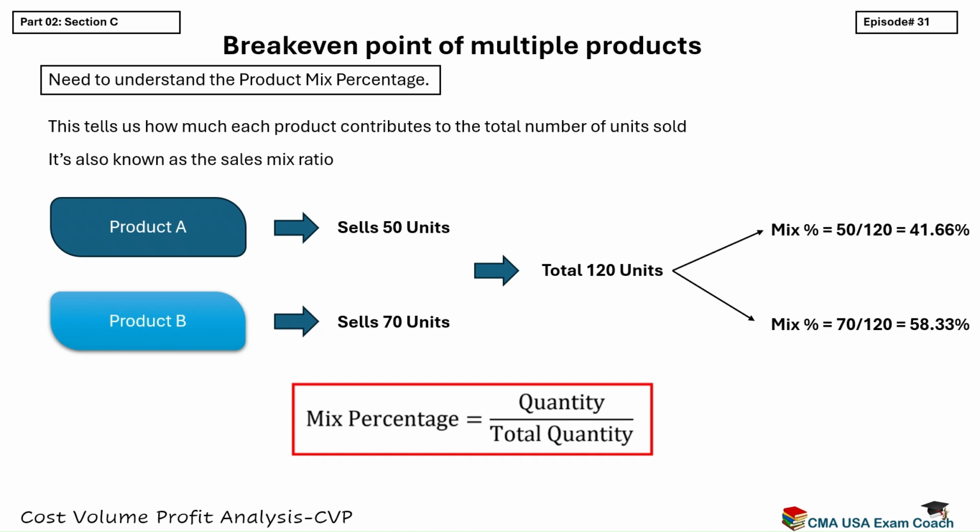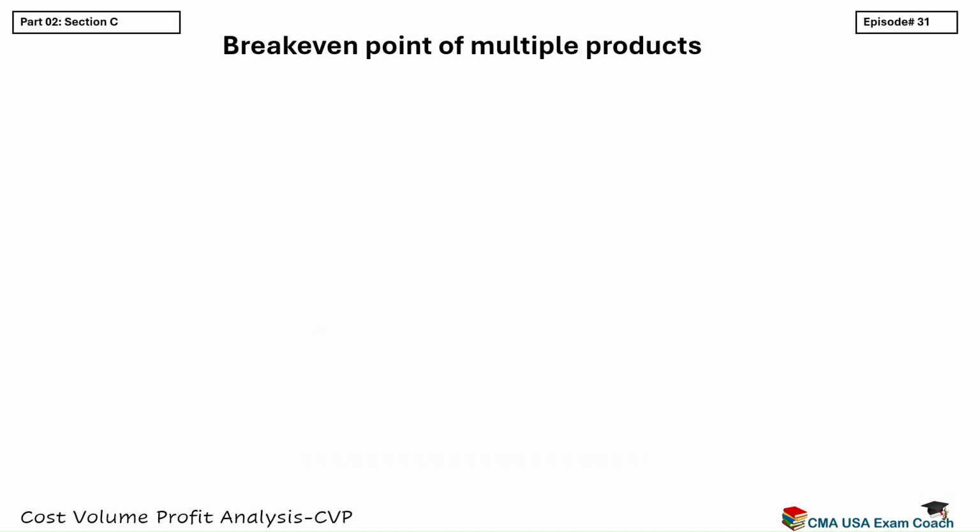Now, let's understand the formulas used to calculate the break-even point for multiple products. As we've discussed earlier, in a business that sells more than one product, each product usually has a different selling price, variable cost, and contribution margin. So we can't apply the regular single product break-even formula here. Instead, we use a weighted average approach based on each product's mix percentage.